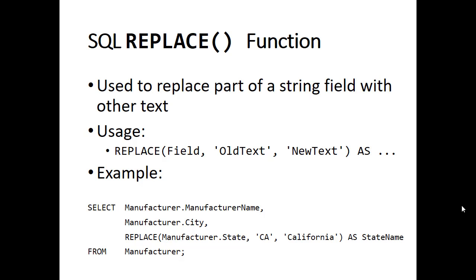And so in this example, let's say that every time I have a manufacturer in CA, I don't want to show CA in the query results. I want to show the entire state name, California, written out from the manufacturer table. And so let's see how that would work.